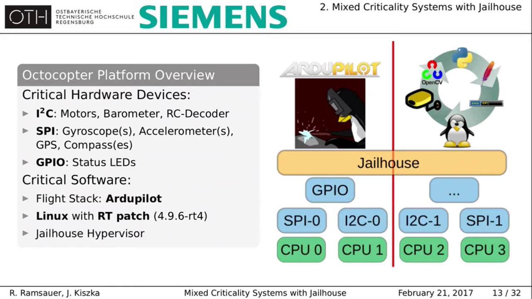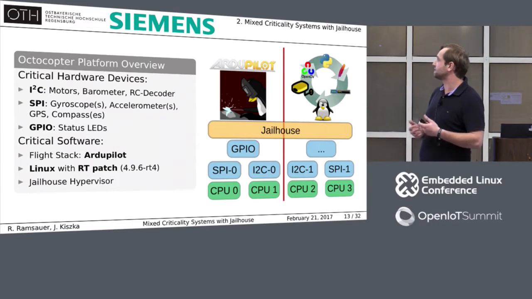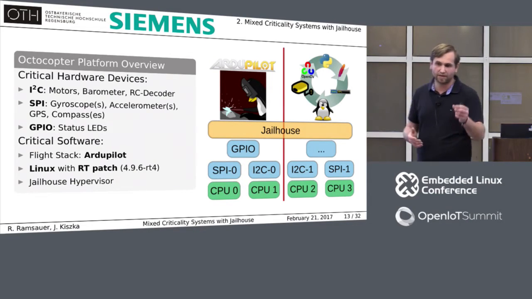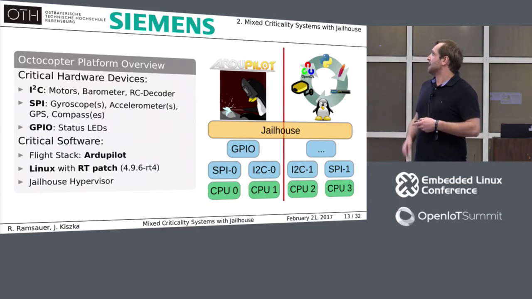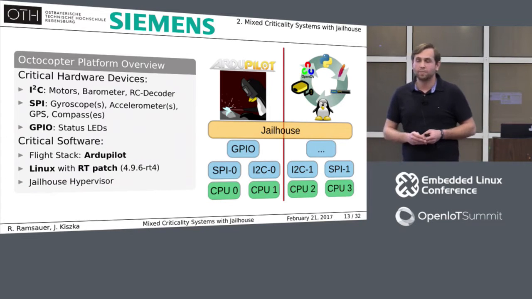So we need an I2C device for controlling the motors, the barometer, and the RC decoder. We assign an SPI device to the critical cell to get values from the gyroscopes, accelerometers, GPS, and compasses. And then we assign the GPIO device for some LEDs that indicate the current flight status. And on top of it, we run a preempt RT patched Linux kernel.